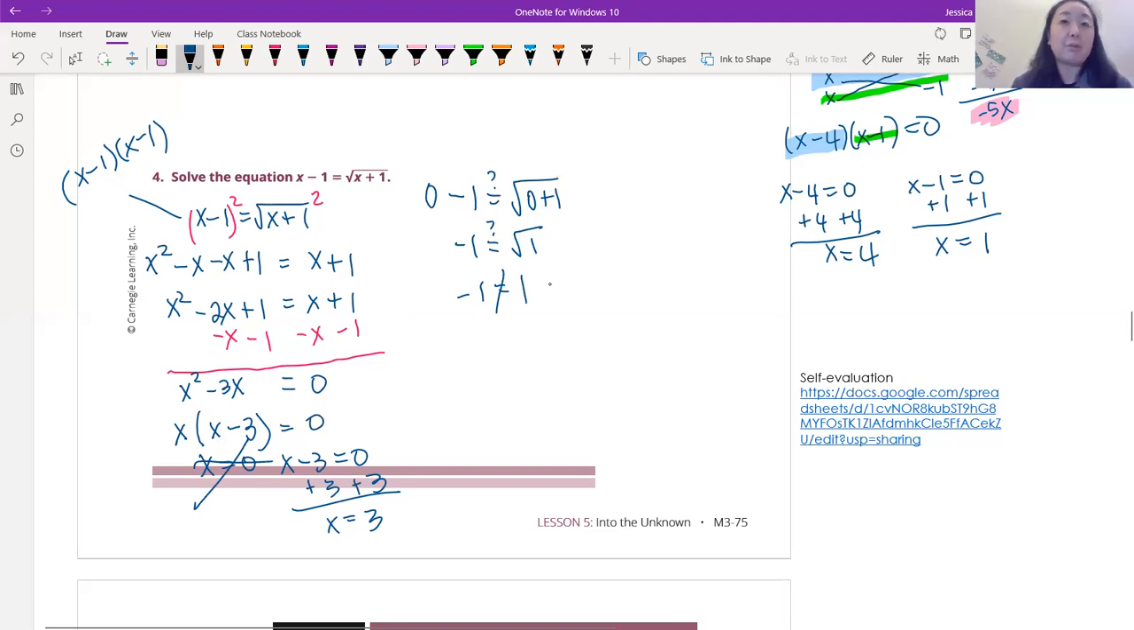So let's try for 3. Let's use a different color here. So 3 minus 1. Is that equal to the square root of 3 plus 1? So 3 minus 1 on the left is 2. And is that equal to the square root of 4, right? 3 plus 1 is 4. And we know that the square root of 4 is 2. So yep, good. So this is going to be our solution right here. So x equals 3 is our solution.